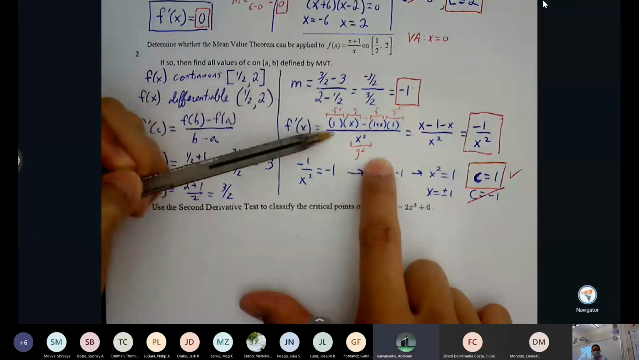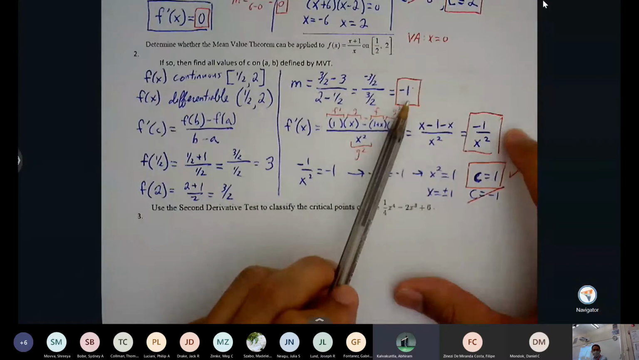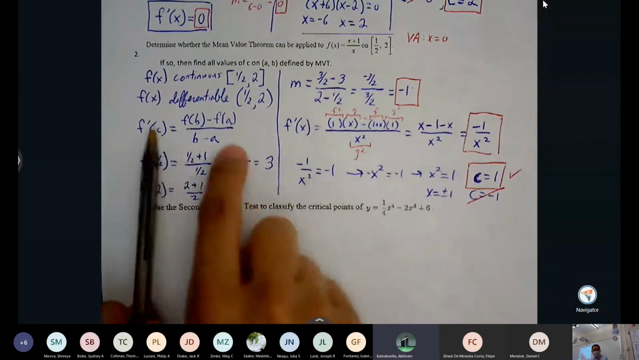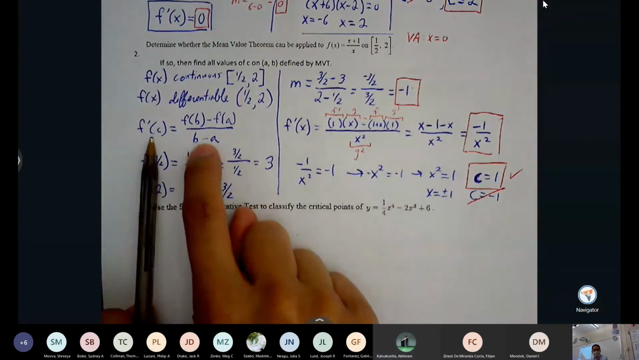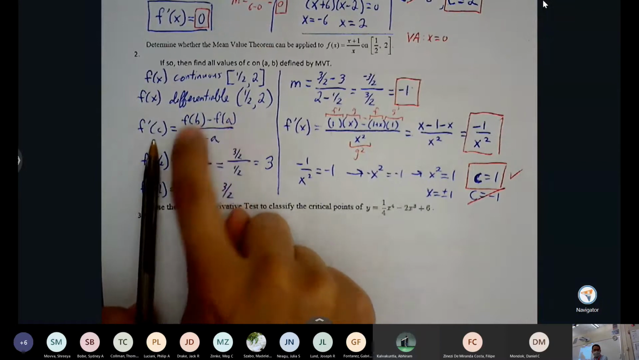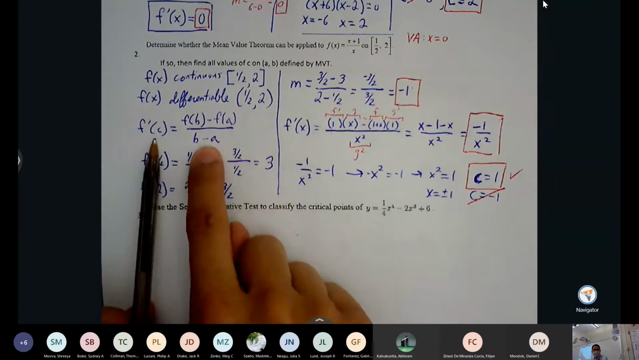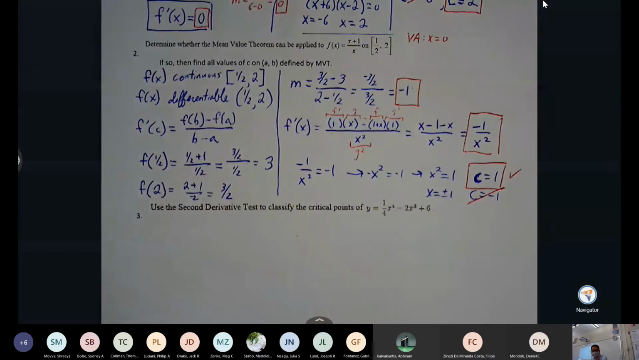Okay. And then we set f prime equal to -1. That's right. We're just following whatever this formula or this theorem is telling us to do. We find the slope, we find the derivative, and then we set them equal to each other. Okay, good. Anything else?